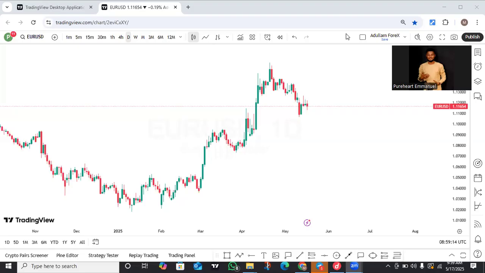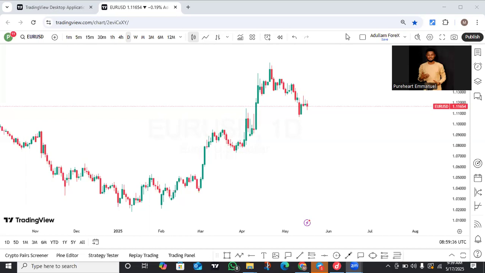So I'm going to quickly analyze GBP/USD, EUR/USD, GBP/USD, maybe AUD/USD and NZD/USD, right? So that we know what to look out for next week. Okay, so as always, we have a system that we follow, right?